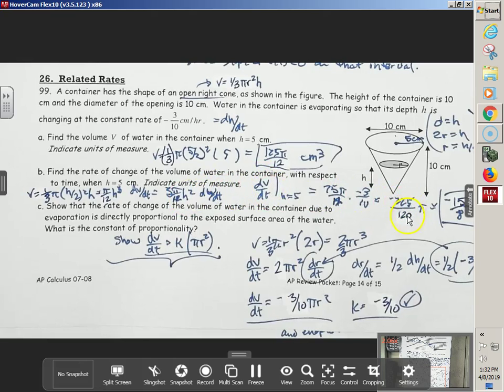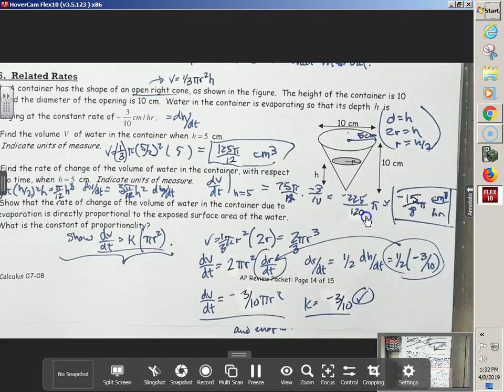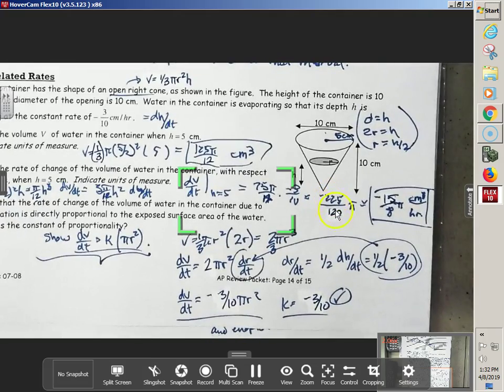Instead of being over, I think it was over 40, wasn't it? And then you were able to reduce it. Instead, it was over 120. And so reducing that, the final answer for letter B should have been negative 15/8 pi. That's centimeters cubed per hour. I know, I'm sorry, the bus. But volume, time. Volume is cubed, time is hours.